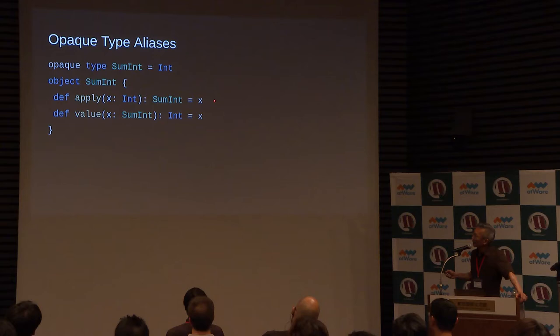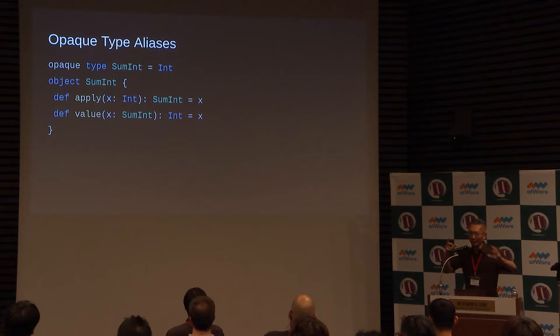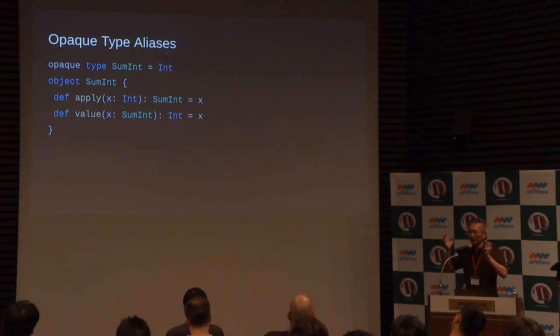But outside of this companion object, you cannot do that. Outside of this companion object, SumInt and Int are completely different things, right? It used to be that in the companion object you can do this, but I think now they changed it so that in the same file that this opaque type is defined, you can do it. So basically we have SumInt without any wrapper. You can use this specific type, but the compiler will not put a wrapper around Int. So it's very efficient.